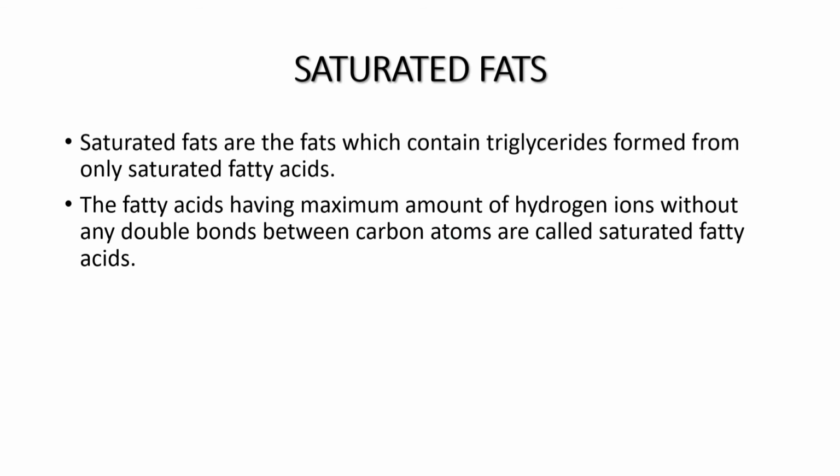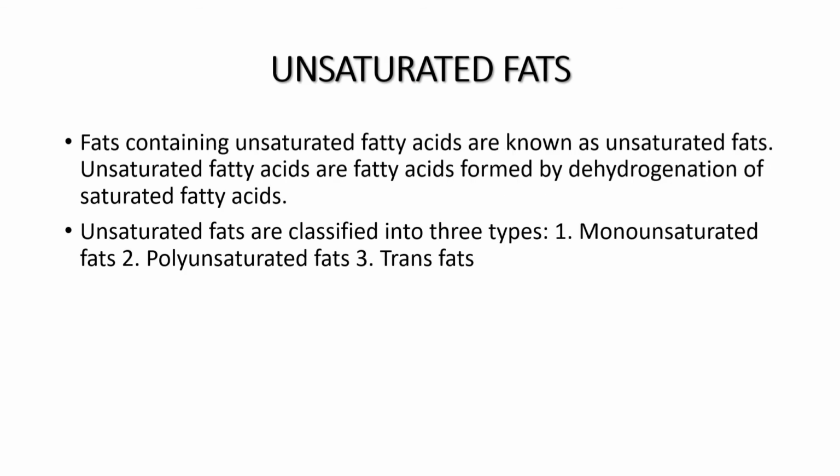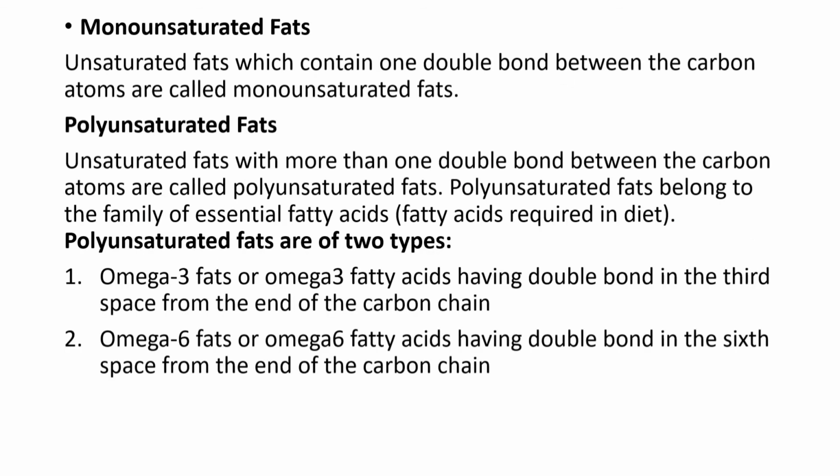Dietary fats are classified into two types, 1. Saturated fats, 2. Unsaturated fats. Saturated fats. Saturated fats are the fats which contain triglycerides formed from only saturated fatty acids. The fatty acids having maximum amount of hydrogen ions without any double bonds between carbon atoms are called saturated fatty acids. Unsaturated fats. Fats containing unsaturated fatty acids are known as unsaturated fats. Unsaturated fatty acids are fatty acids formed by dehydrogenation of saturated fatty acids.